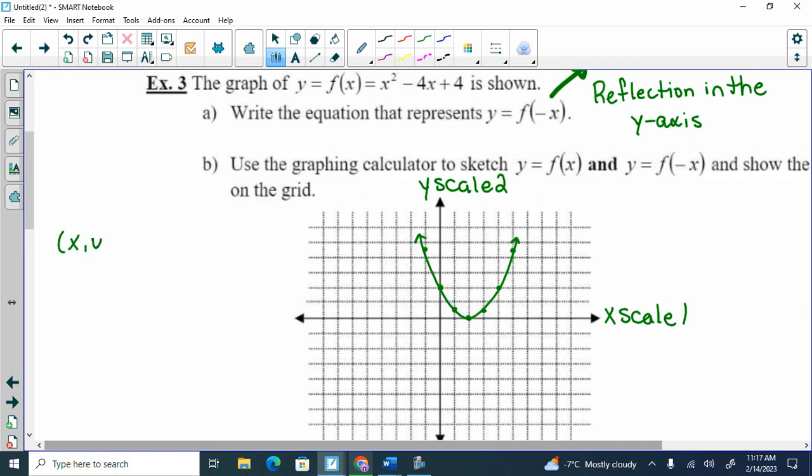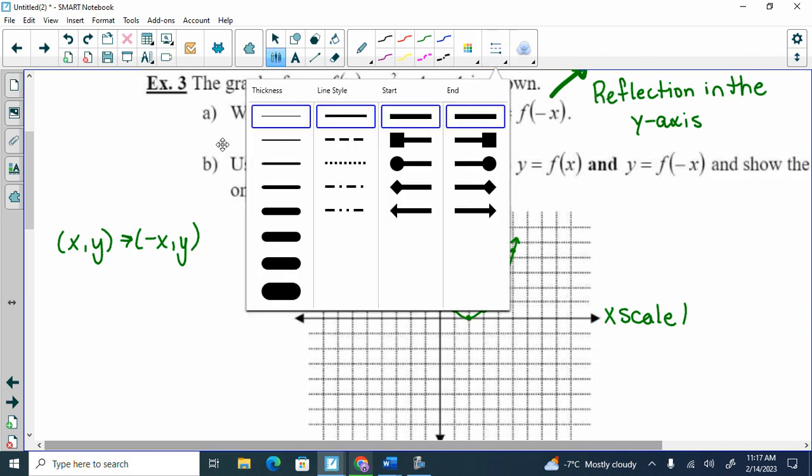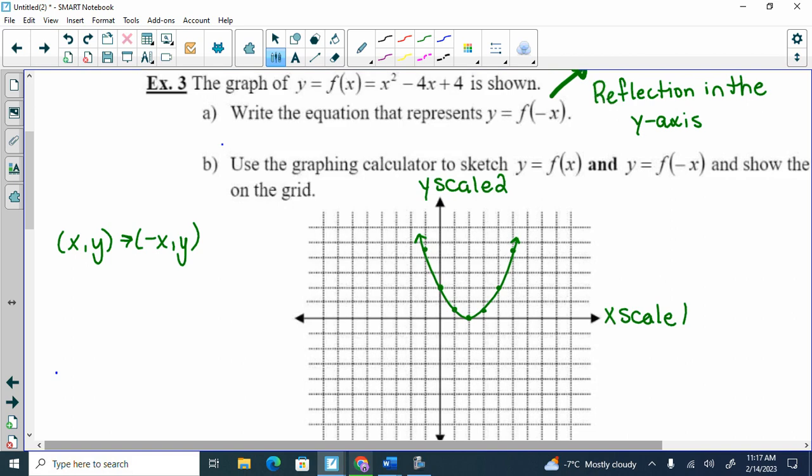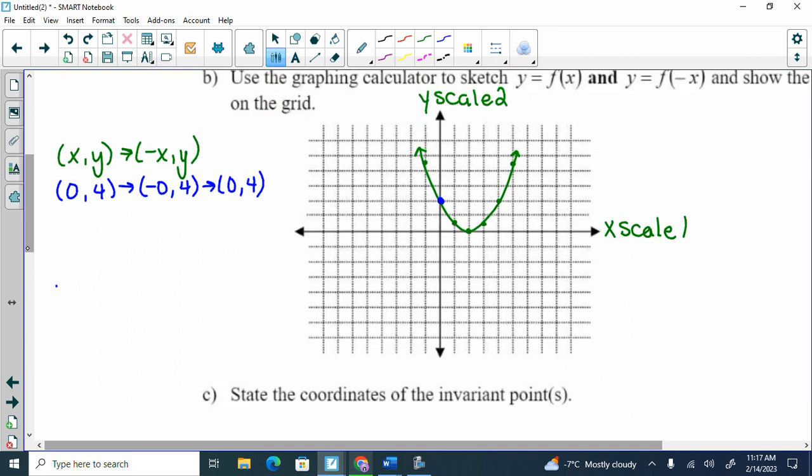So if my mapping is xy becomes negative x, y, all my y's stay the same and my x's are being negated. So now where's my invariant point going to be? Which axis? The y. The reason is if I have 0, 4, I'm now going to get negative 0, 4, which is actually just 0, 4, right? It stays the same. And then if I go negative 1, 9, it's going to become positive 1, 9.